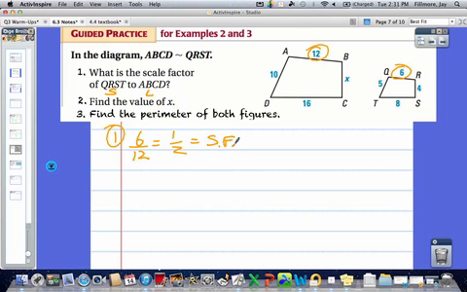You can choose any pair of sides and reduce it to your scale factor. If I chose 8 over 16 instead, it gives me 1/2. If I choose 5 over 10, I end up with 1/2. So all of them will get me my scale factor.